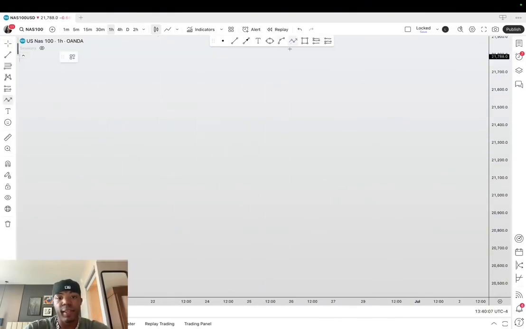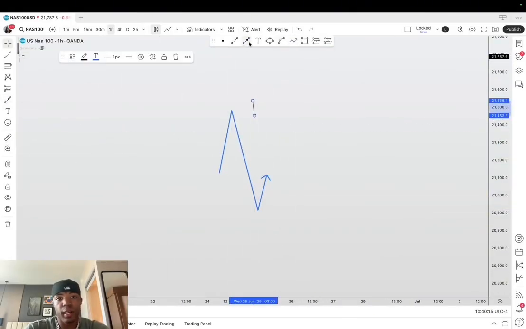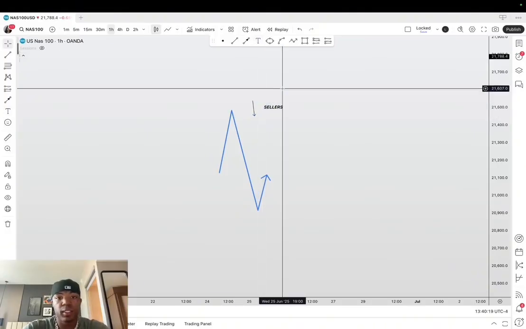So if we have a high and then we have a low, right? These levels have buyers and sellers. So in this case, up here in this level, there are going to be sellers, right? Sellers, because this is the highest point that price can get to.